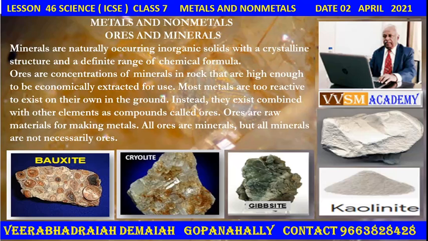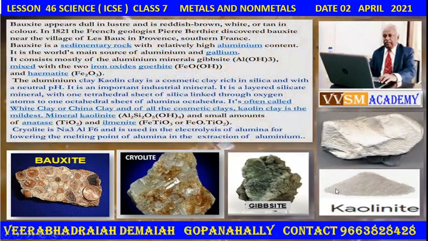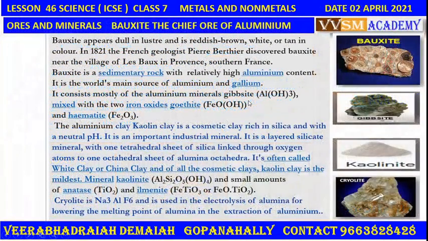Here are a few examples of ores. Bauxite. This is a bauxite ore. This is a cryolite ore. This is aluminium ore. This is a gibbsite ore. And this is kaolin. So these are the very important ores. Bauxite appears dull in lustre and is reddish brown in color. So bauxite appears dull red, reddish brown, and this is the bauxite.